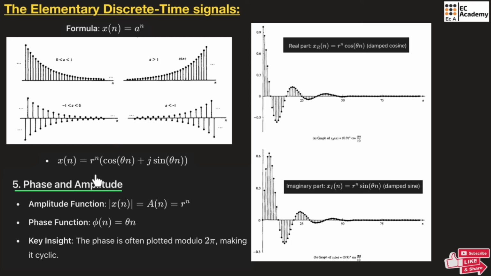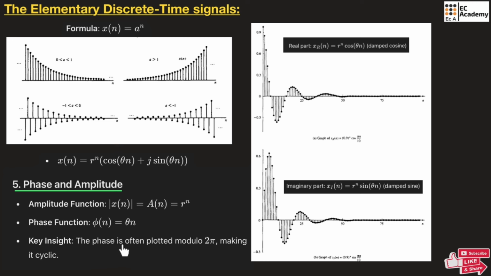So for this sequence, we can identify phase as well as amplitude. The amplitude of this signal can be represented as magnitude of x of n, that is equal to r to the power of n. So r to the power of n in this formula represents the amplitude of the signal. The phase of the signal can be represented as phi of n, that is equal to theta n. So theta n represents the phase of the sequence. So in this complex representation of exponential signal, r to the power of n represents the amplitude of the signal that can be obtained by taking the magnitude of the signal x of n, and theta n represents the phase of the signal.